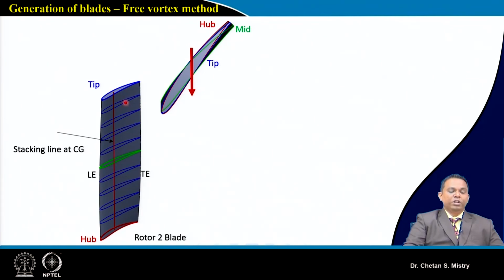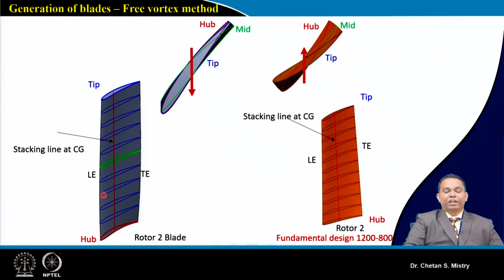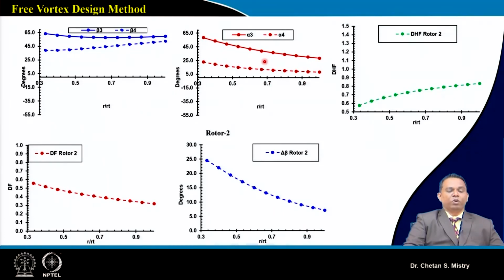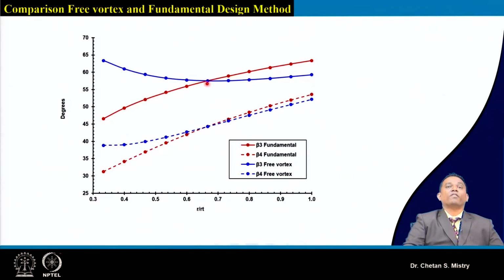Now here, if we look at the twist for the rotor 2 blade, it seems to be lower. When we compare it with our fundamental design approach, the twist is slightly larger when comparing these two design approaches. This is representing how my flow parameters, blade angles, diffusion factor, and de Haller's factor are varying. We are more interested in the comparison.